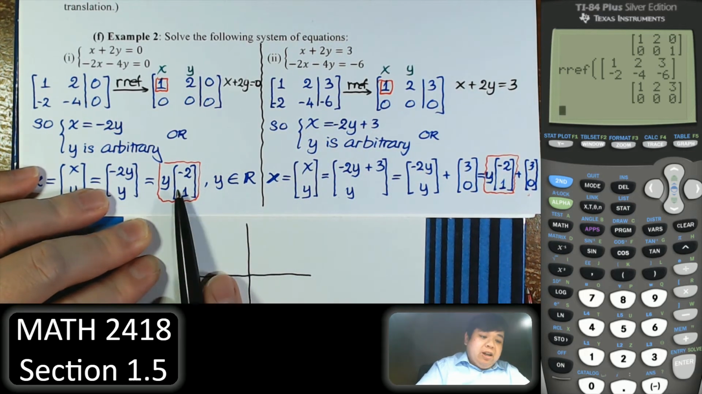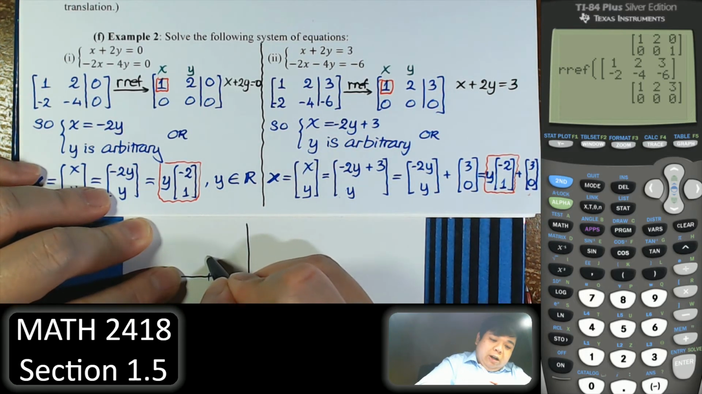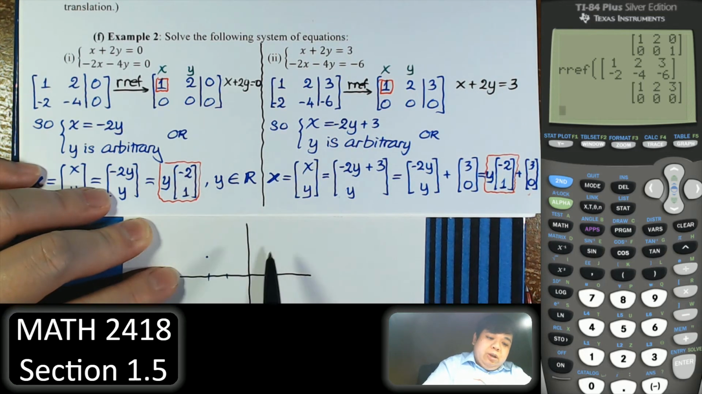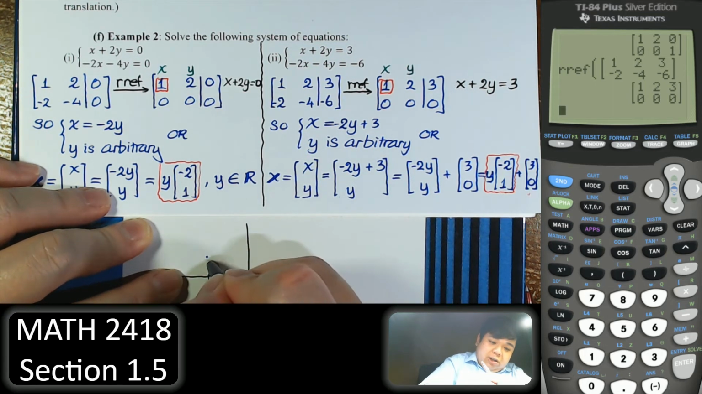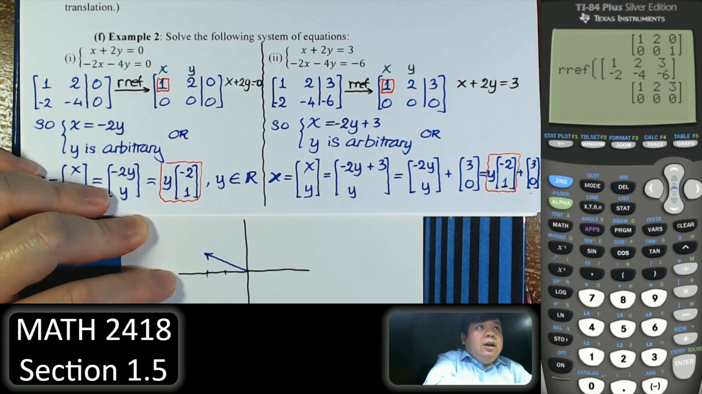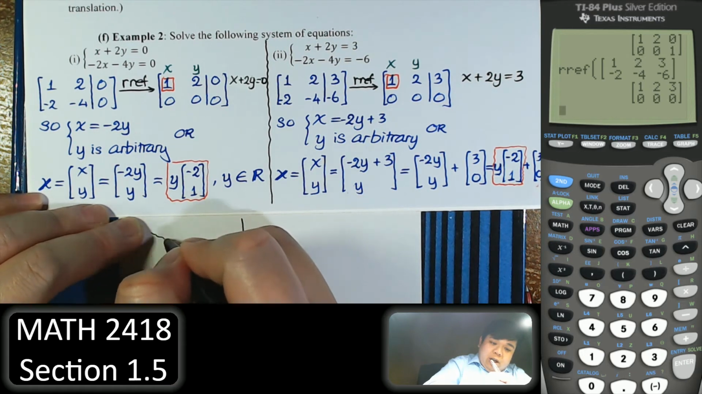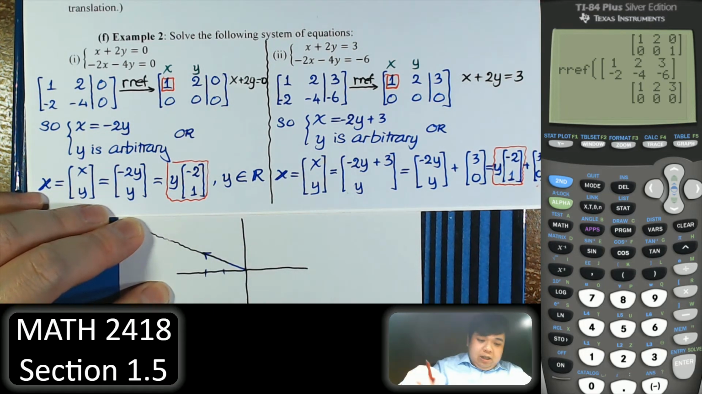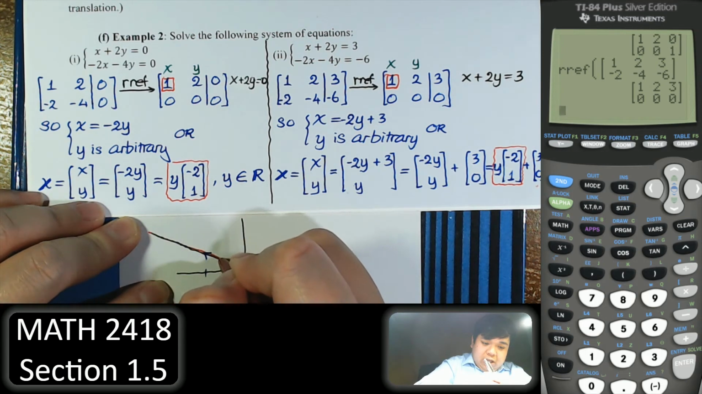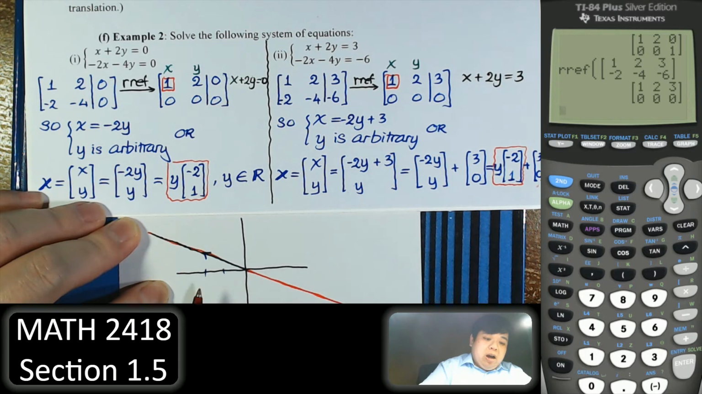First of all, we have the vector negative 2 and 1, negative 2 on the x, and 1 on the y. So this is negative 2 and 1. And so the solution of the homogeneous system is the whole line. This is the solution to the homogeneous system, the whole line, generated by the vector negative 2 and 1.